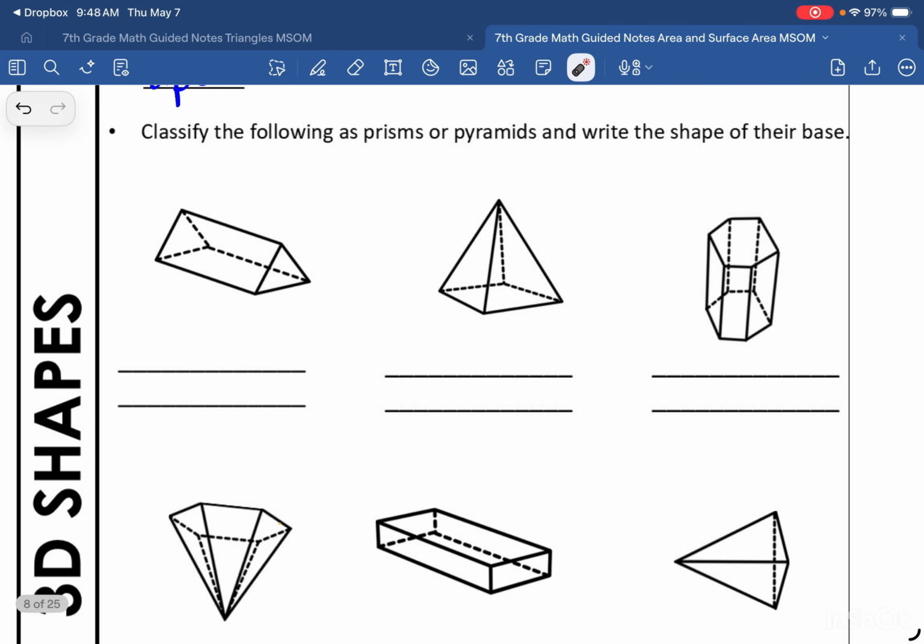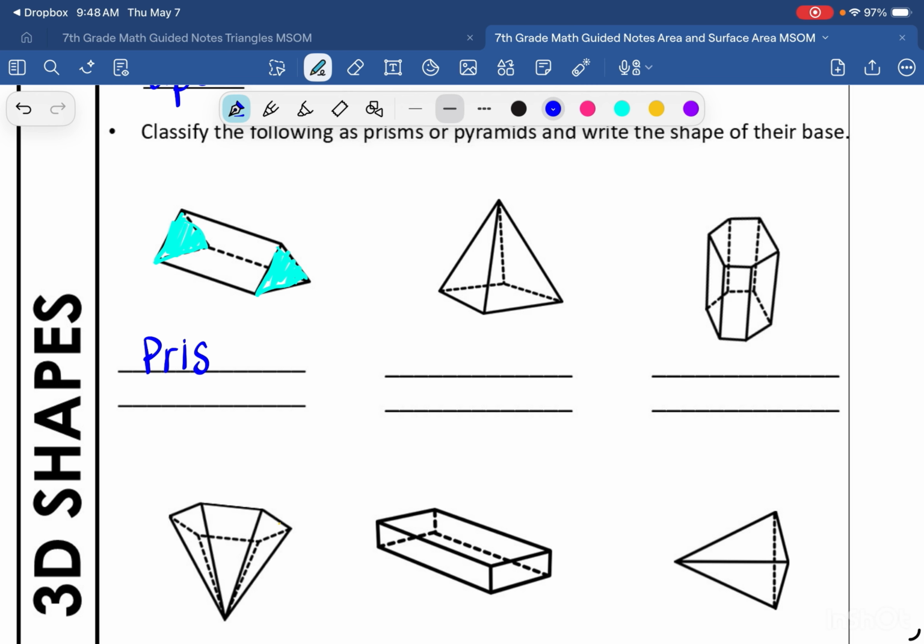Okay, so with prisms, the bases are going to be the 2 faces that are parallel to each other and the same. So if we look at this shape right here, notice that this face and this face right here are the same and they are parallel to each other. So that is a prism. And then those 2 faces that are parallel to each other are the base. And so my base shape would be a triangle.